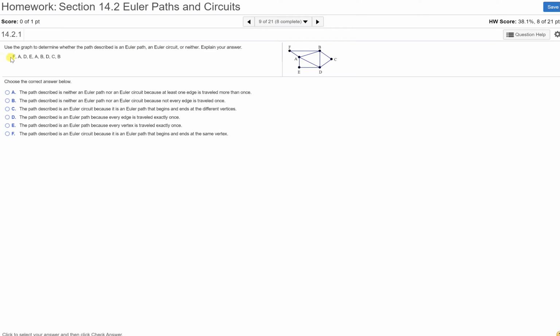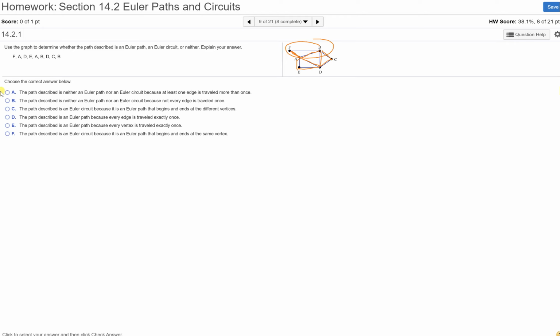It's asking to determine if this is one of them. F to A. I have to actually draw this. So let me do the marker thing. Okay. F to A. There's 1. A to D. D to E. Then E to A. Then B. Then D. Then C. Then B. Oh, what just happened? An Euler path or circuit is possible, but what just happened? It completely forgot to go over FB. Just completely skipped it. So this particular path is not an Euler path or an Euler circuit, right?